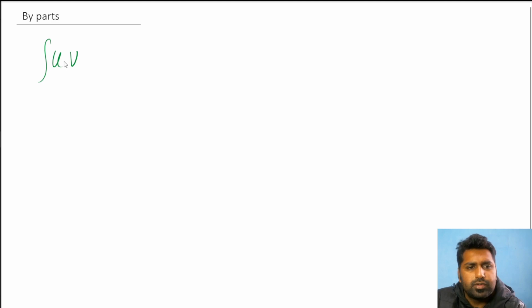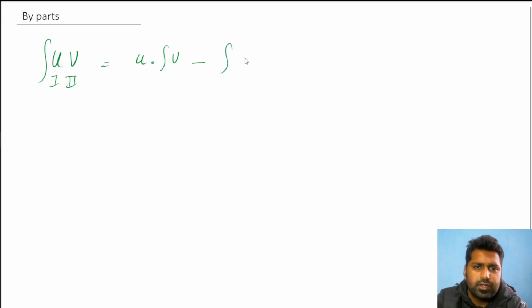Okay. So suppose you have two functions uv. First function, second function. What you do in this, you keep the first function as it is, integration of the second function, minus integration of the second function, differentiation of the first function, like this. So keep the first function as it is, integration of the second function, minus integration of the second, means whatever is present here will be written first, and the first function that we kept as it is multiplied by the differentiation of that.